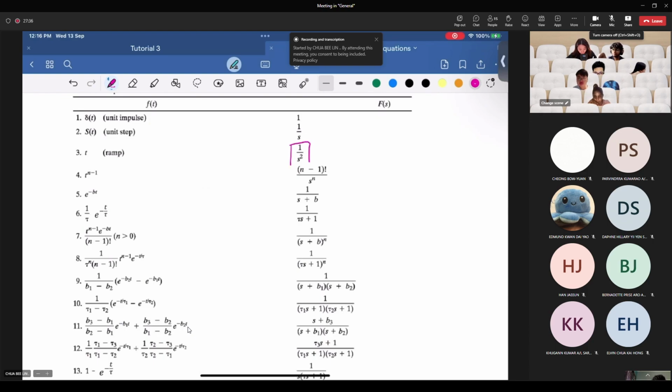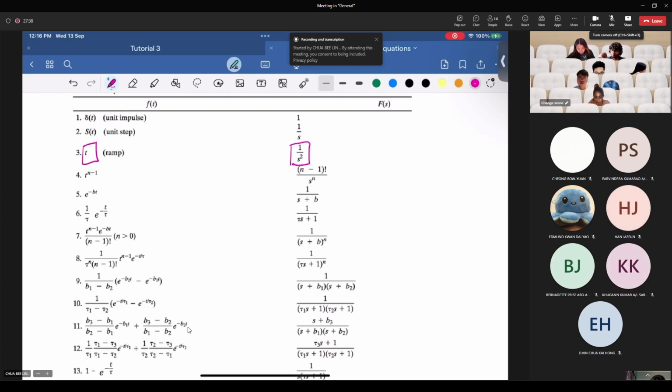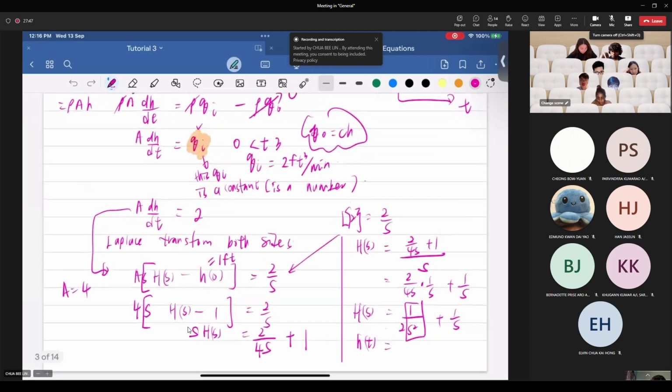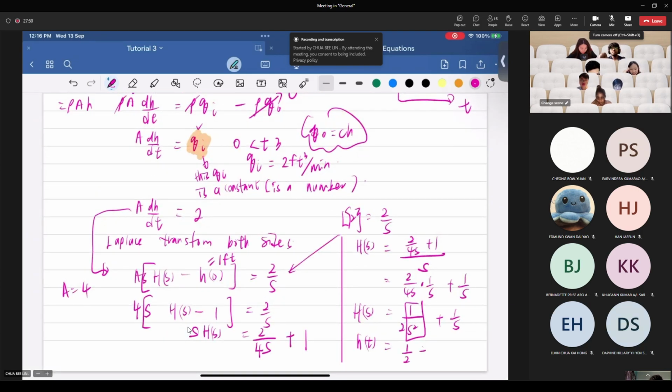So 1 over s squared is this one. The answer is t, so it's term number 3. Then you'll be having 1 over 2 t plus 1. Okay, so this is your solution, the equation to represent the change of level versus the time. Now you need to sketch this for the time from 0 to 3.